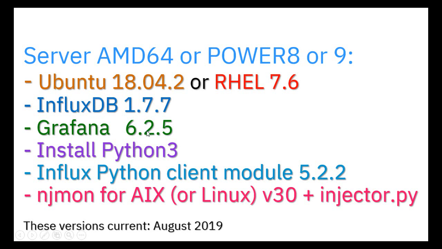InfluxDB and Grafana need to run on Linux, so that's the easy way of doing it. I've used Ubuntu 18 and Red Hat 7.6. Those can actually be running on an AMD64, some people call that the x86-64, or on POWER8 or POWER9, or it's known as the PPC64LE processor. I've done all those combinations and they all work fine.